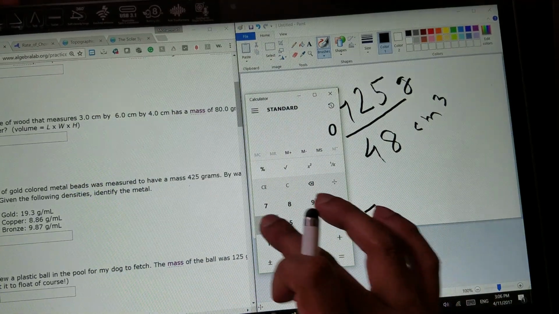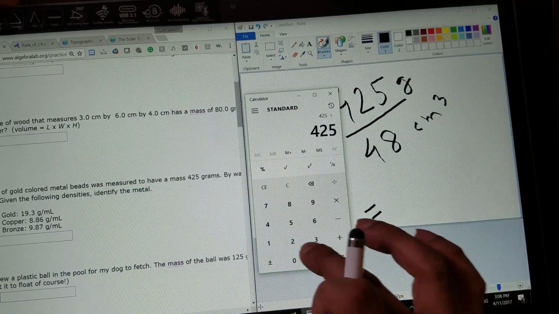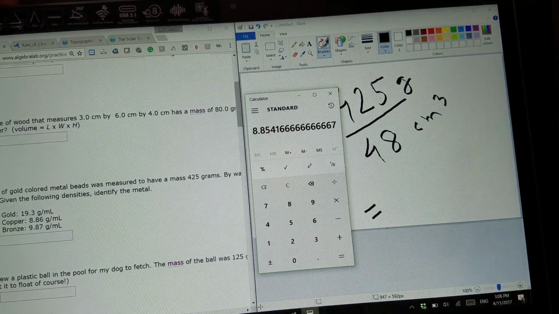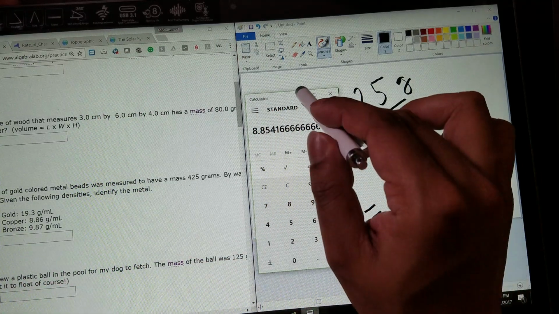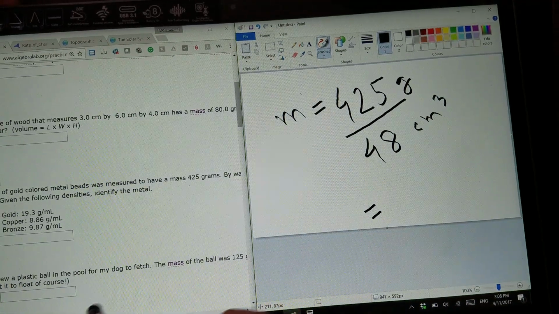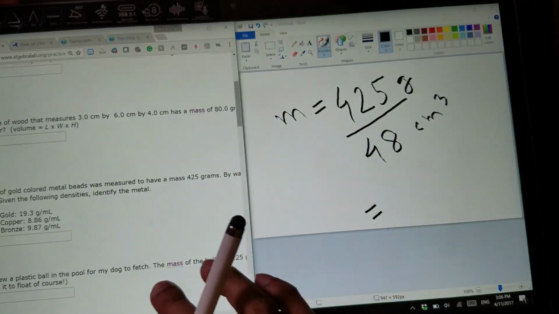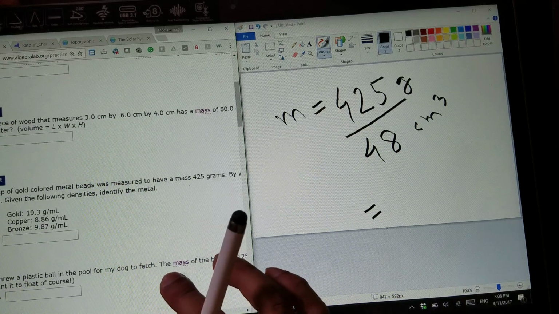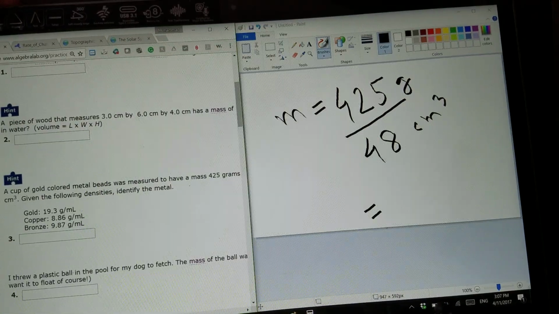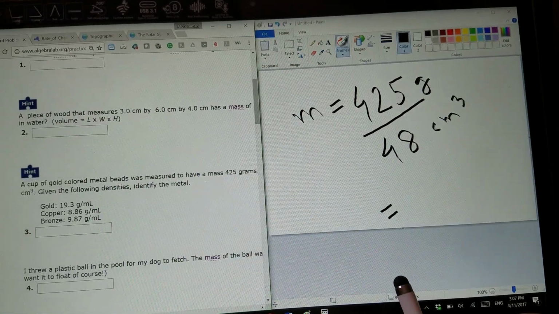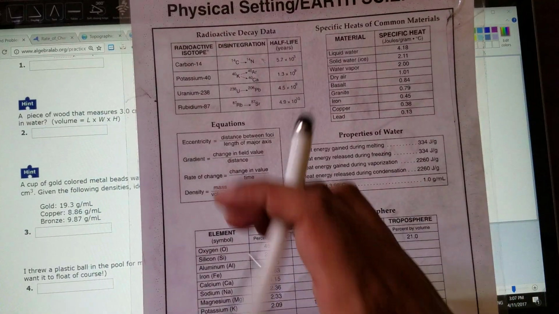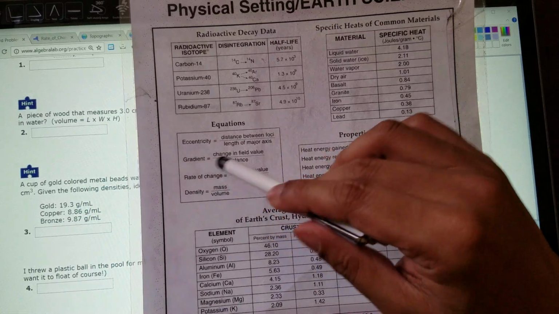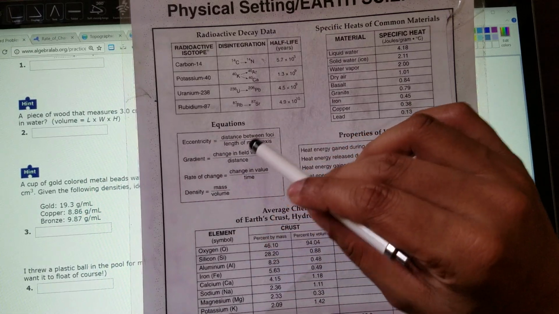So you can use the calculator again. 425 divided by 48 gives us 8.85, which is very close to copper, 8.86. So our answer is copper, in grams per milliliter. Okay, so that's all about these 4 equations from the reference table. So now you know all these 4 equations, and you know how to solve the Regents questions.